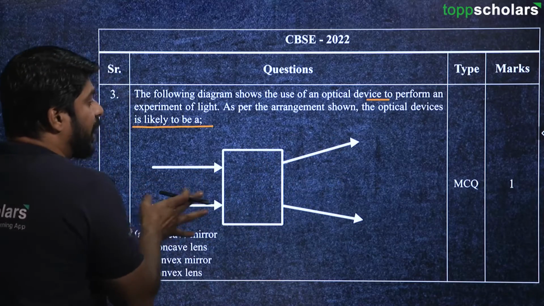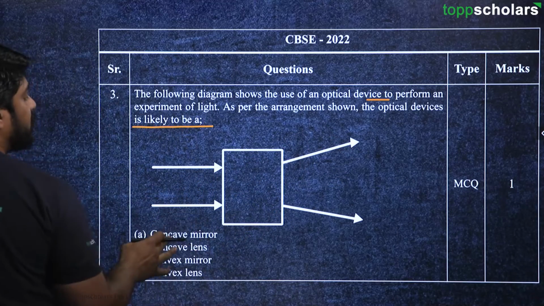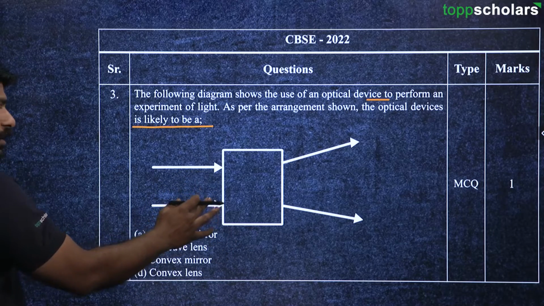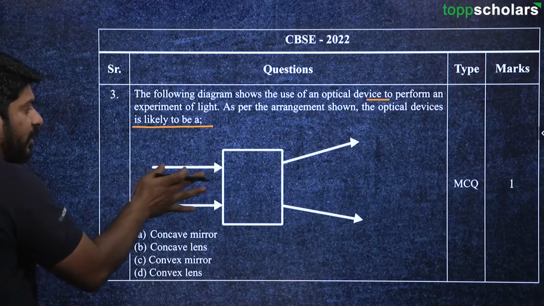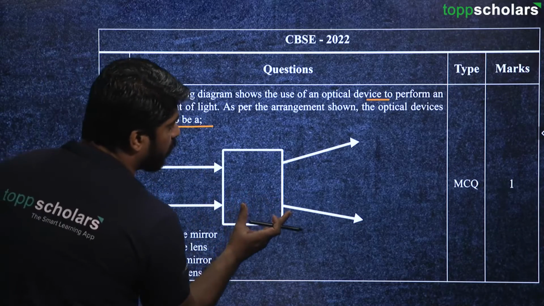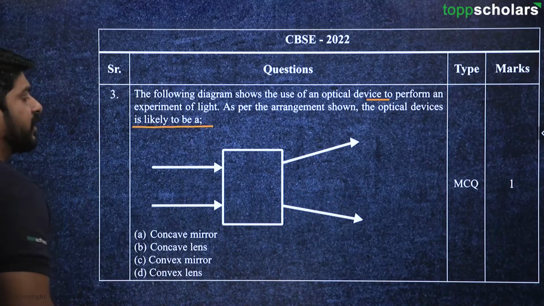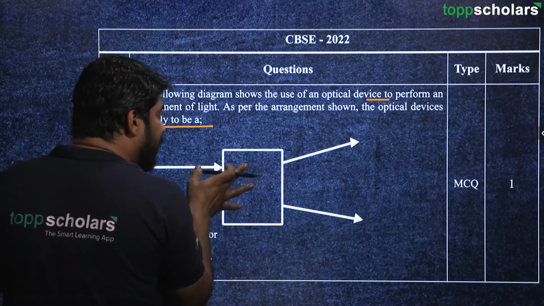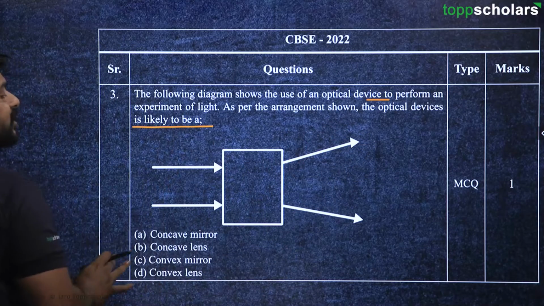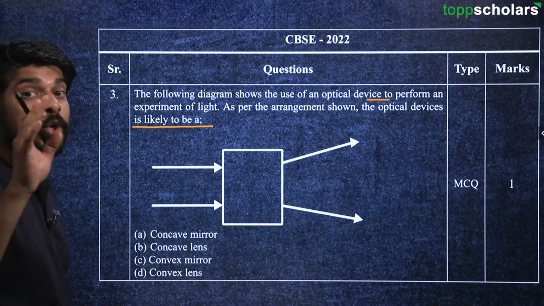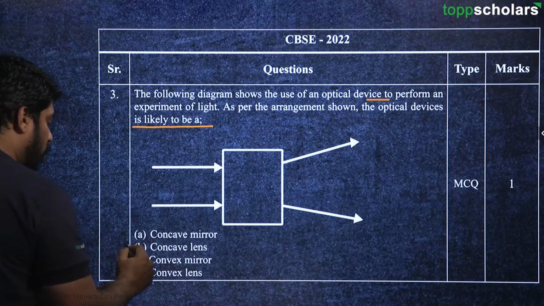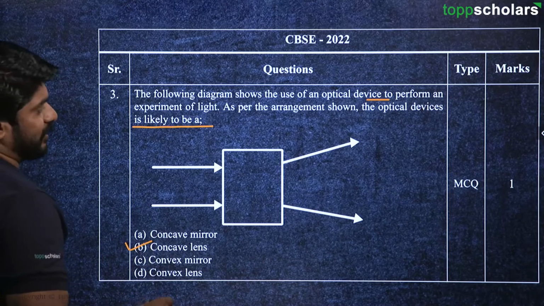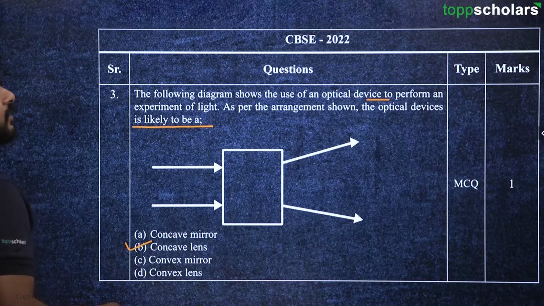That means the direction of the rays. As we can see here, the parallel rays of light, after passing through this optical device, are diverging, isn't it? Since they pass through it and diverge, this is something done by the concave lens. So the correct answer in this case should be concave lens. So this would be the correct answer.